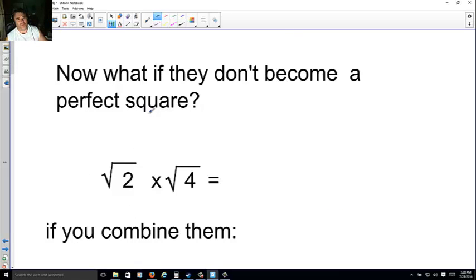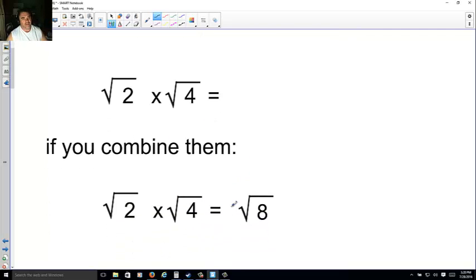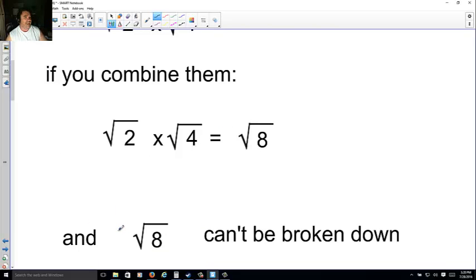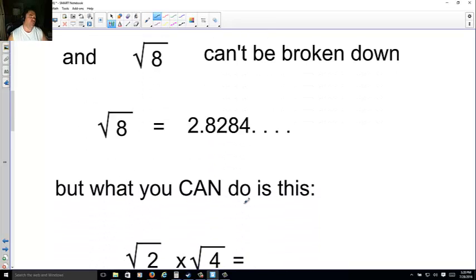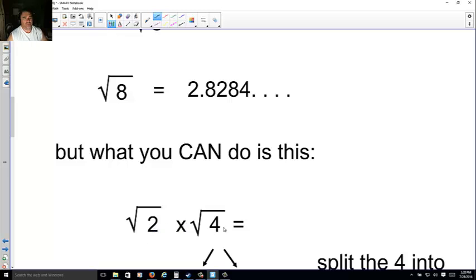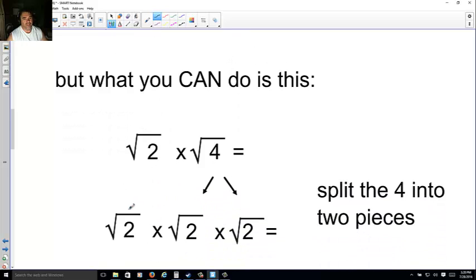Now what if they don't become a perfect square? Well, square root of 2 times square root of 4 equals square root of 8. Now, if you have square root of 8 and 8 can't be broken down, now it gets a little choppy. See, square root of 8 is 2.8284, and so on. But what you could do is break this 8 down. Square root of 2 times square root of 4 can make 3 square root of 2's.